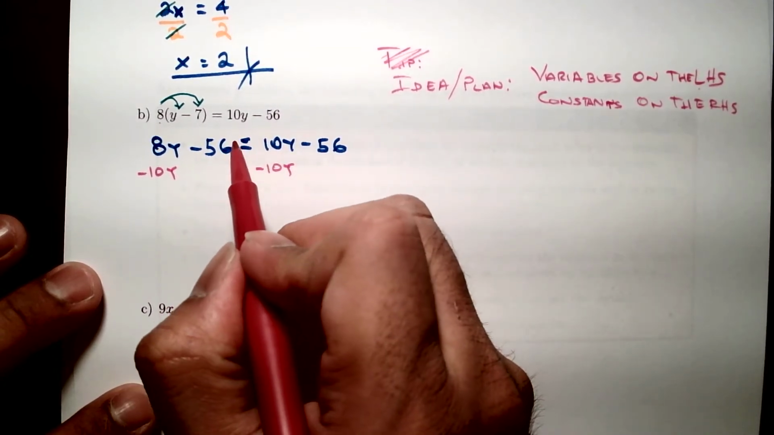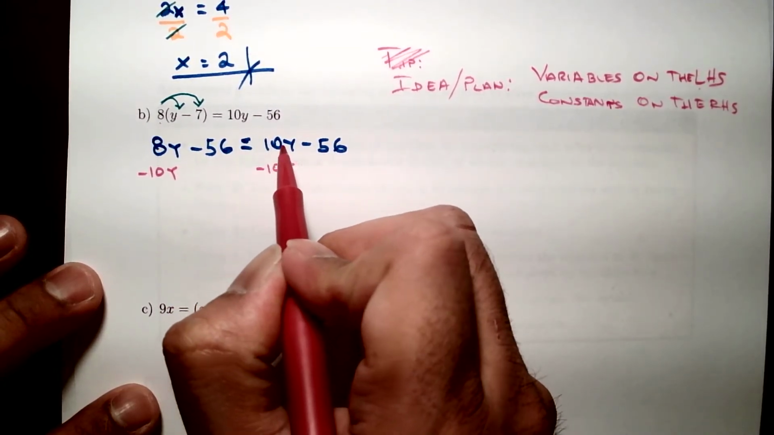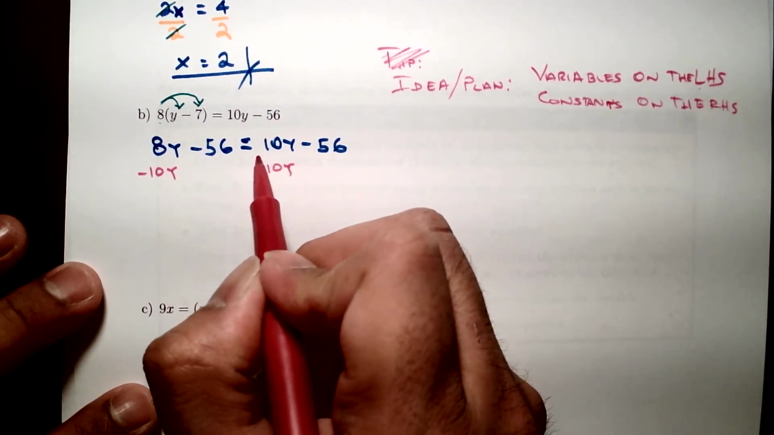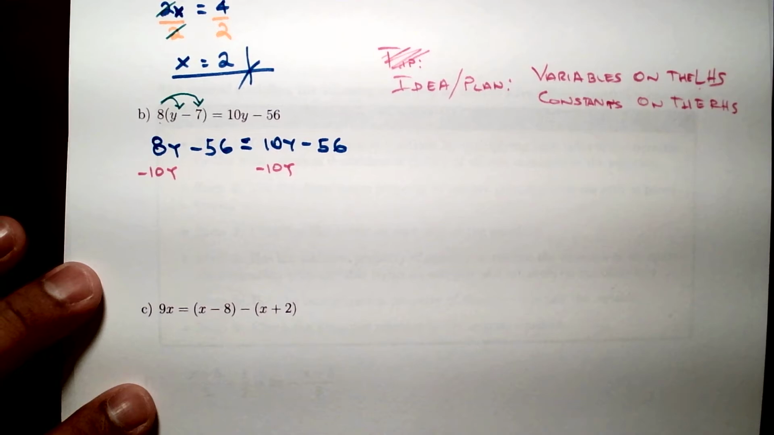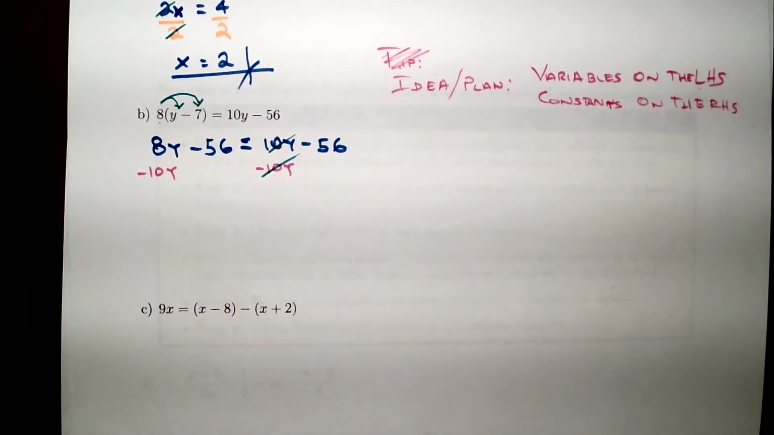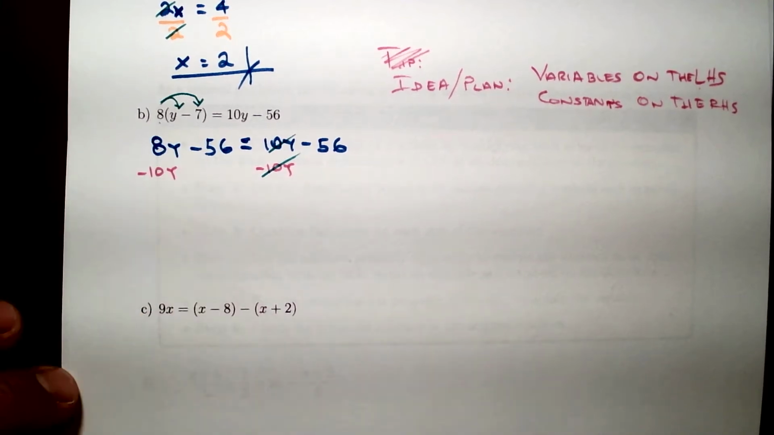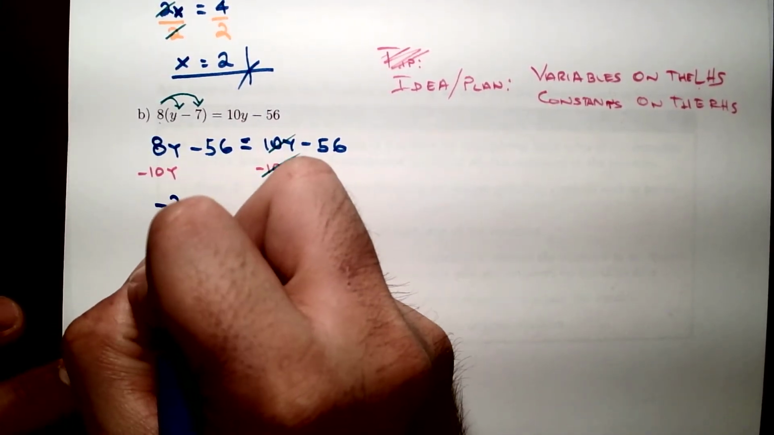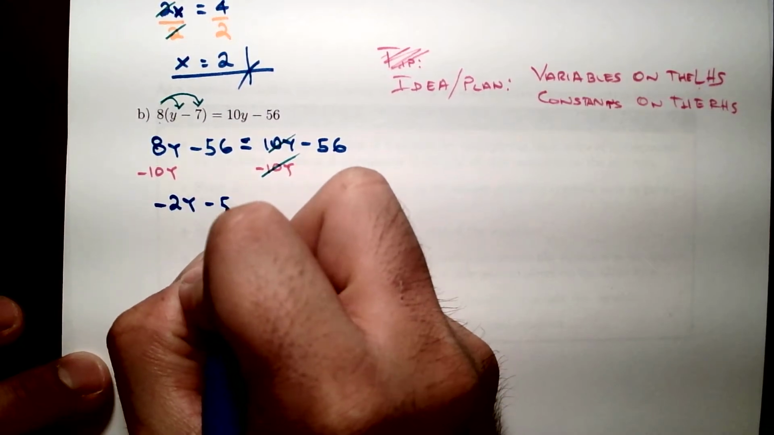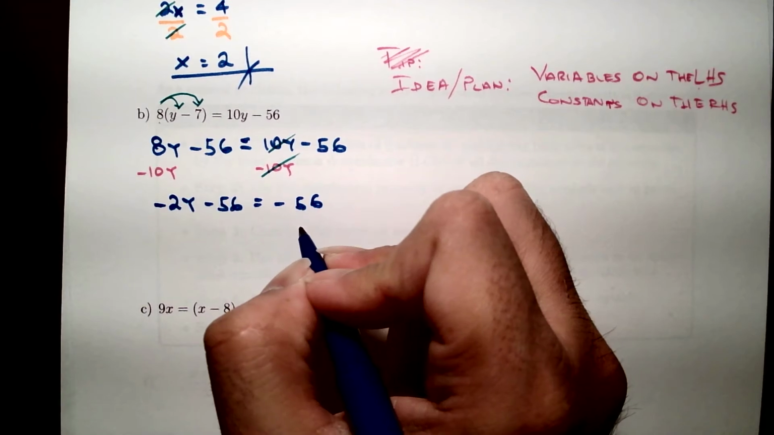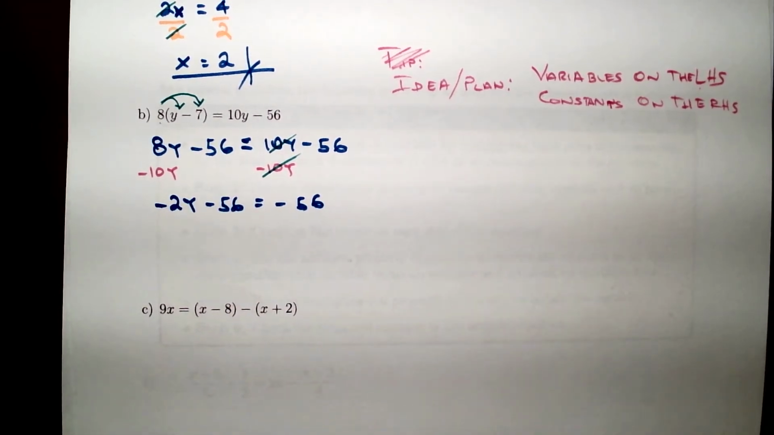Every time we have the equal sign and no sign at all, then a quantity, it's implied to be a positive quantity. Okay, so we're ready to cancel this out. And 8y minus 10y, well, that's going to give us negative 2y minus 56 equals negative 56. Alright, what's going to happen there?